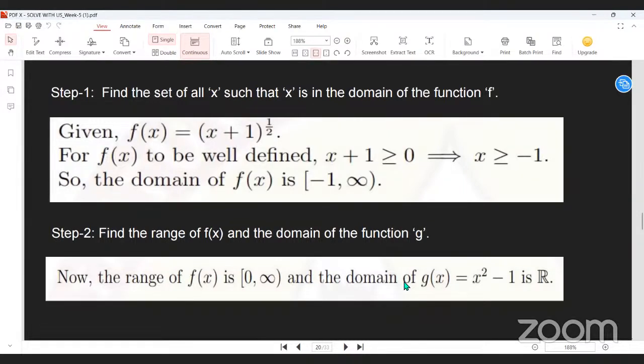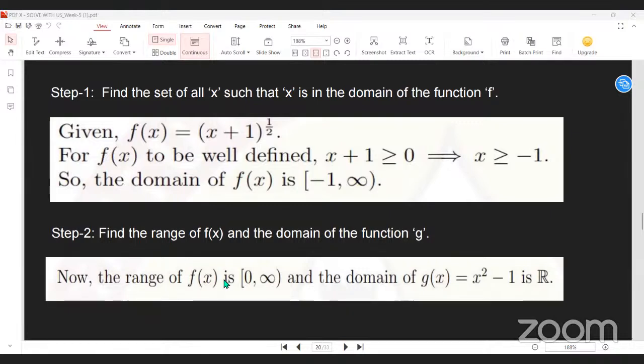And the domain of g of x. What is g of x? x squared minus 1, right? Yes, sir. So the domain of x squared minus 1 is all real numbers, right? Yes, sir. All real numbers. So we take the intersection.